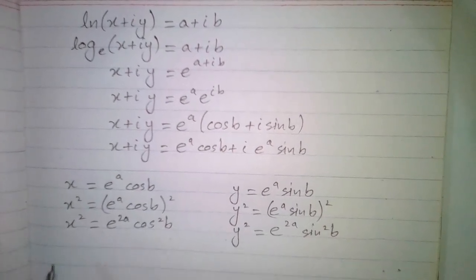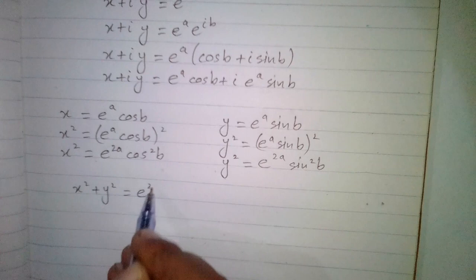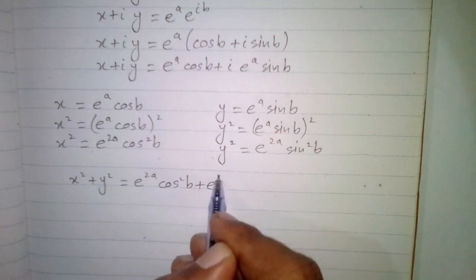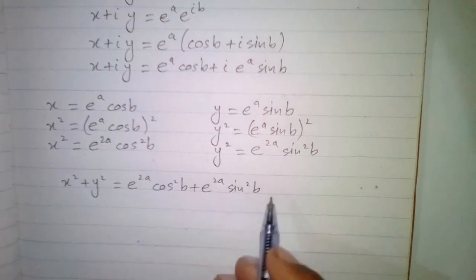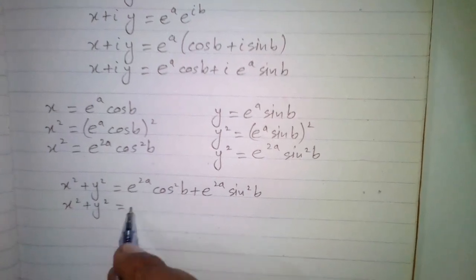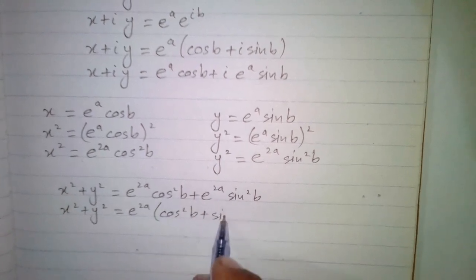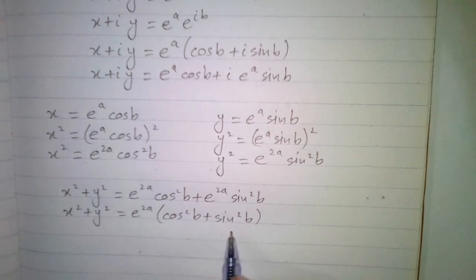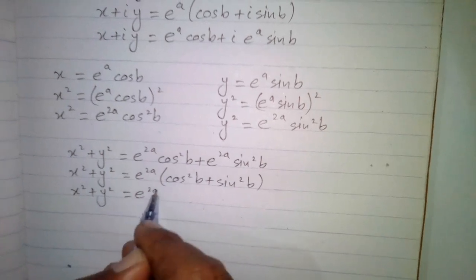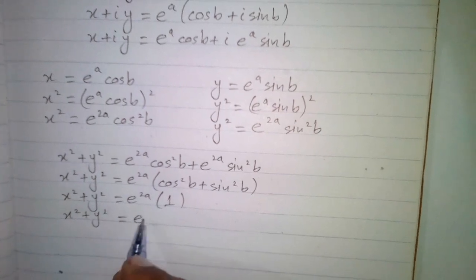Now we can add these equations, so we have x square plus y square is equal to e to the power 2a cos square b plus e to the power 2a sin square b. We can take e to the power 2a common, so we have e to the power 2a times cos square b plus sin square b, and we know that cos square b plus sin square b is equal to 1. So we have x square plus y square is equal to e to the power 2a multiplied by 1, which is e to the power 2a.